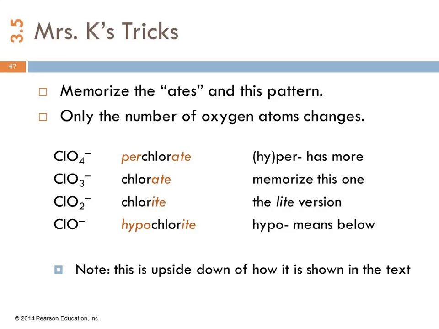So, more of Mrs. K's tricks. Memorize the 8s and the pattern. So hyper has more. Memorize that one. This is the light version, one less oxygen than the regular. Coors Light is a third less calories than the regular Coors or whatever. Actually, it's Bud, isn't it? Bud Light. Hypo means below, one less. And just know, this is upside down of how it's shown in the text, because I think more is higher, and so I like it this way. And I made the slides, so. Any questions about those guys?